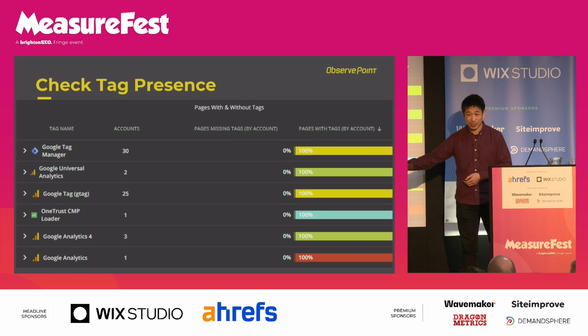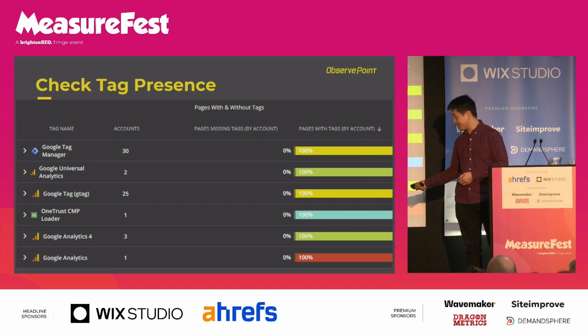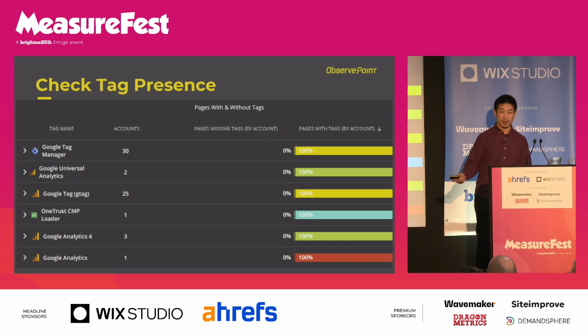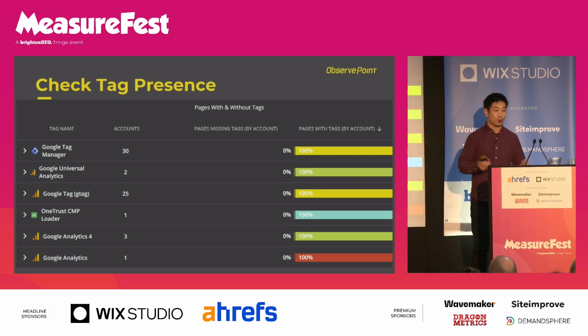This is a tag that should not have been implemented by anybody for the last 13 years. This is the classic Google Analytics, previously known as Urchin. So this website is what we call a Google Analytics museum.